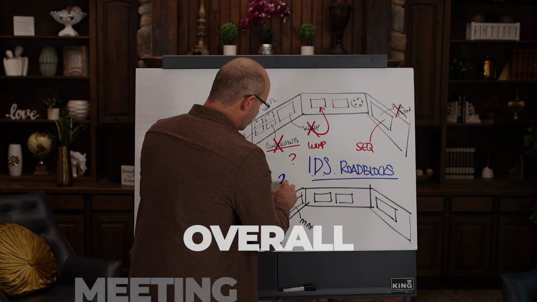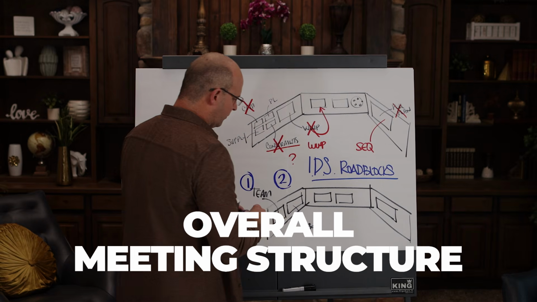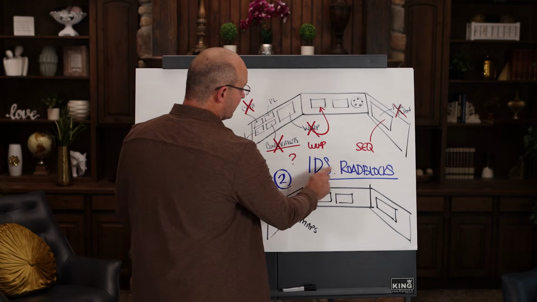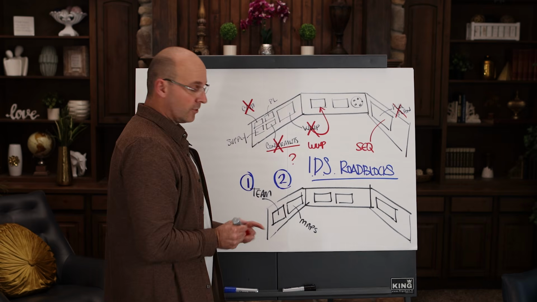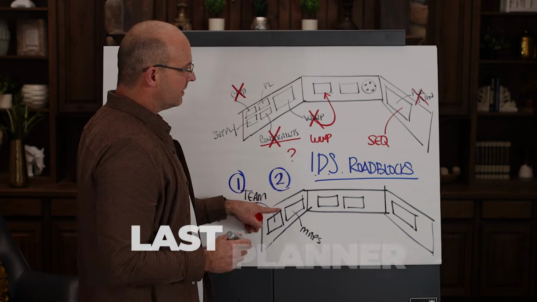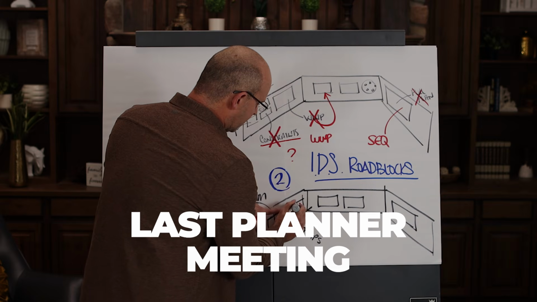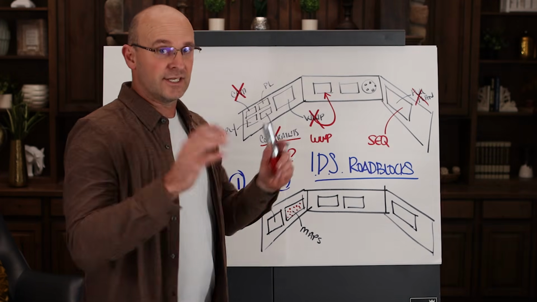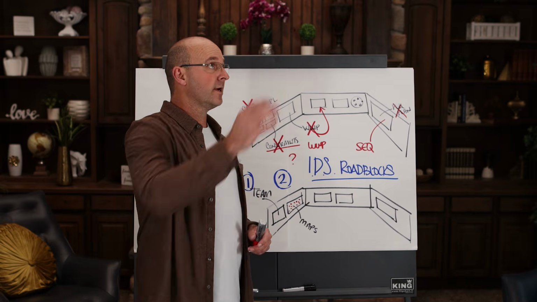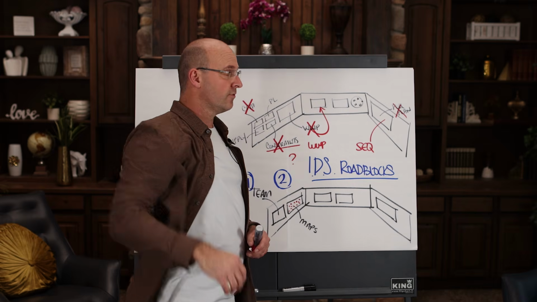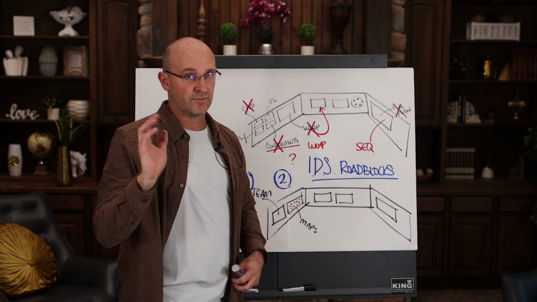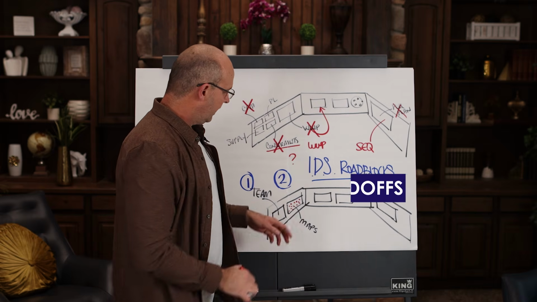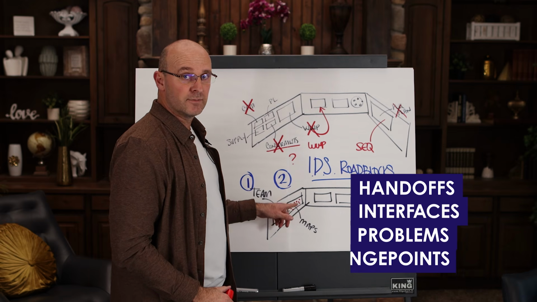Step number 2 in your overall meeting structure is you want to make sure that you're identifying and discussing and solving roadblocks. So before you even get into a last planner meeting, your trades should be taught to put up red magnets on the maps. And that's the agenda for your meetings. You're not talking about I'm on level 3, zone 4, and I've got 5 guys or 5 people. You're talking about handoffs, interfaces, problems, change points.